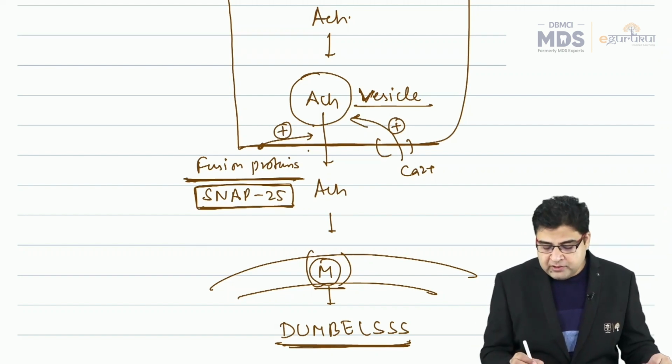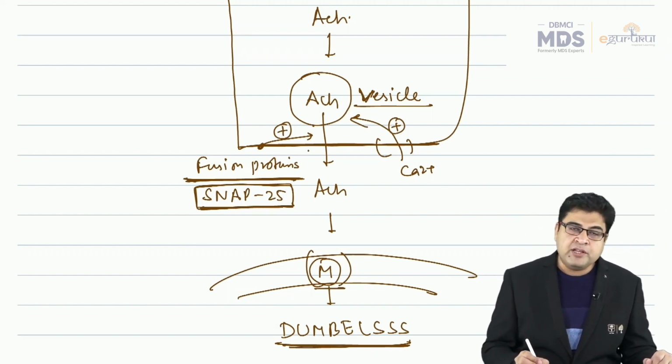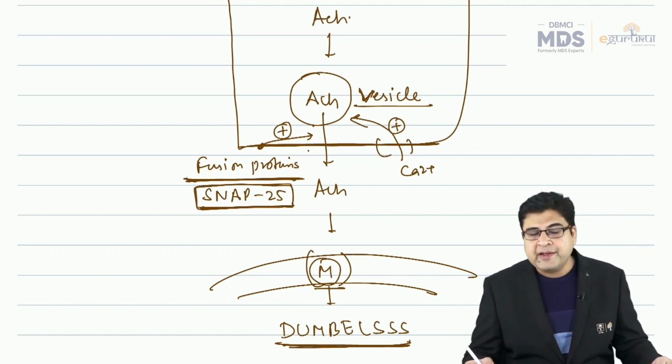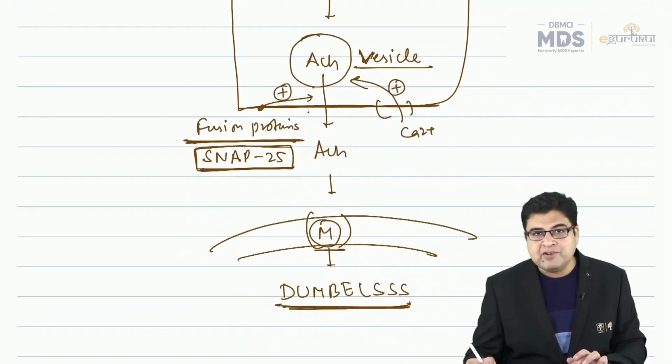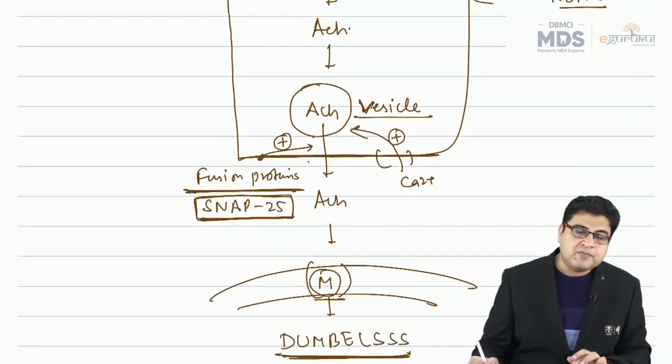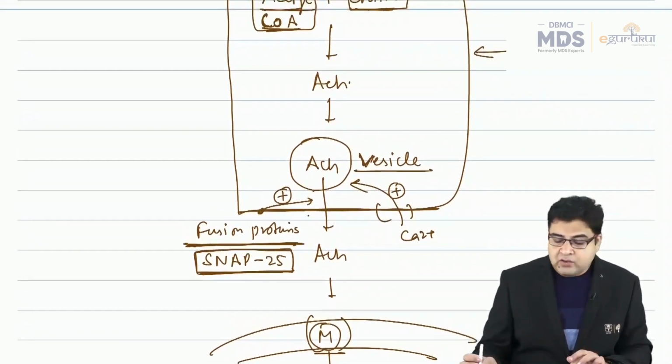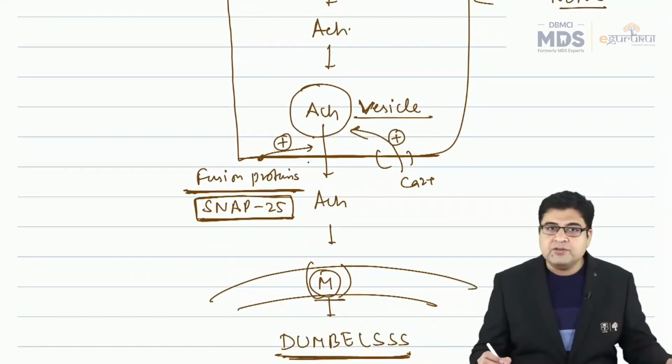The name of the fusion protein is SNAP25 protein, and which ion will take entry? Calcium will take entry. Ultimately, the acetylcholine is released in the body, and the action will take place on the muscarinic receptor. We call it dumbbells. Right? Now, let's talk about some drugs which will act on this pathway.